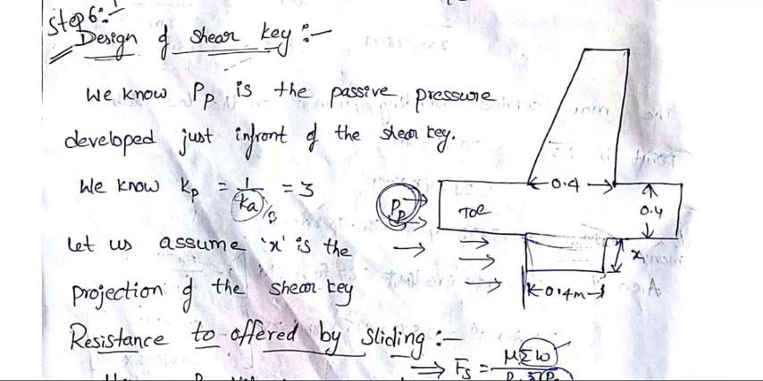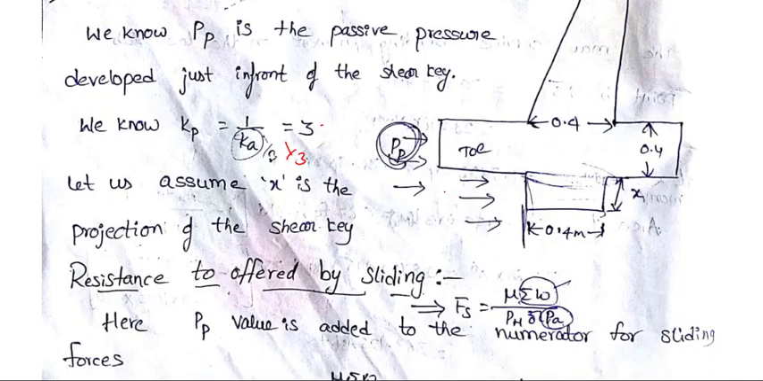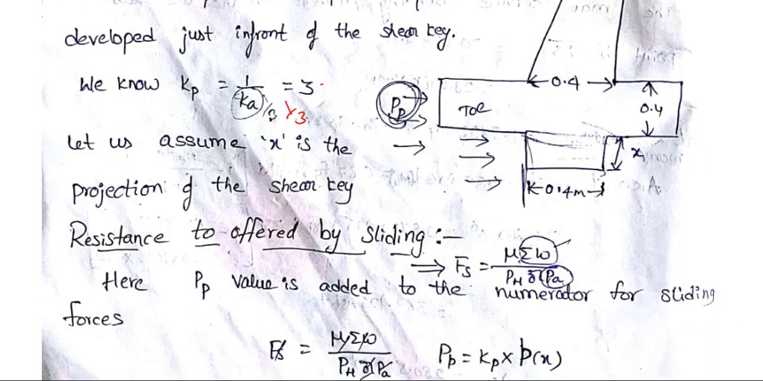To find out this one, Kp is equal to 1 by Ka. So this Ka is nothing but 1 by 3. So when it is going above, this will be 3. So Kp is equal to 3. So let us assume this X value. Now this X we need to find out, what is the projection we should provide to resist the sliding. You know that when we are checking against sliding, our design will fail due to sliding. To resist that sliding, we must provide a shear key.